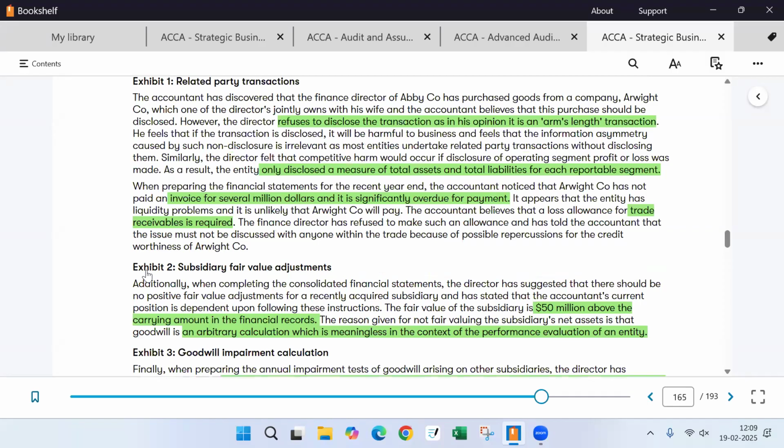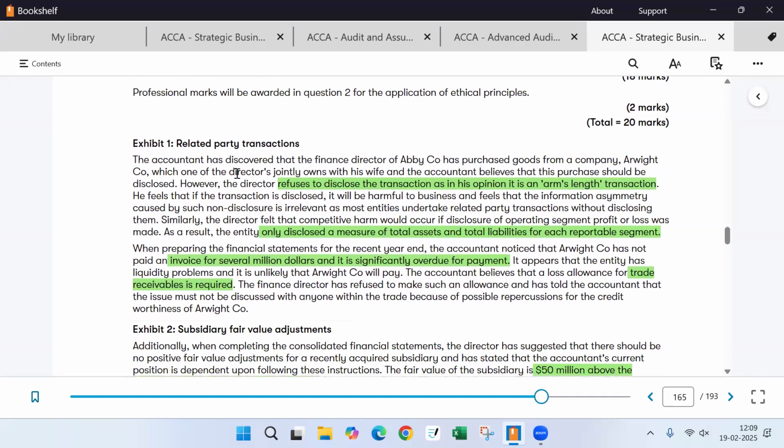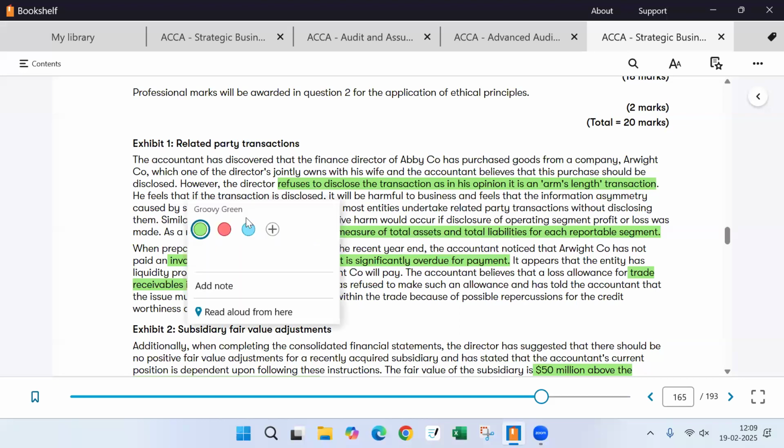Firstly, in the case of related party transactions, who is acting unethically? Is it the director? The director, correct? The director is acting unethically, isn't it? And he's not following the ACCA's code of ethics. Correct? Saying that, okay, you know what, I will not apply this, or I will not properly present this IAS 21. No, directors cannot choose which standards they do apply and do not apply, isn't it? Correct?